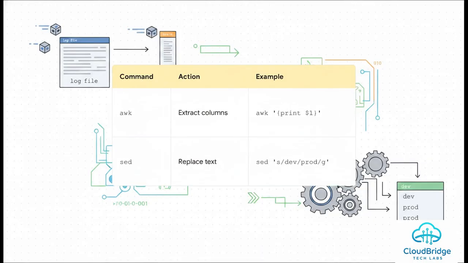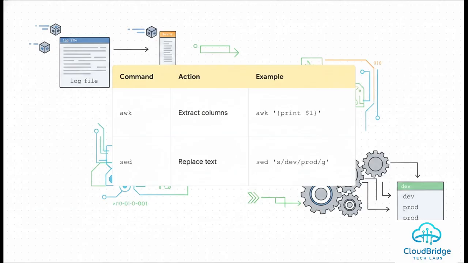And now for the heavy hitters, awk and sed. These commands are basically text manipulation superpowers, no joke. Awk is incredible for extracting specific columns of data from a log file. If you type awk, then tell it to print $1, it will print only the first column of your text file. Then there is sed, the stream editor.